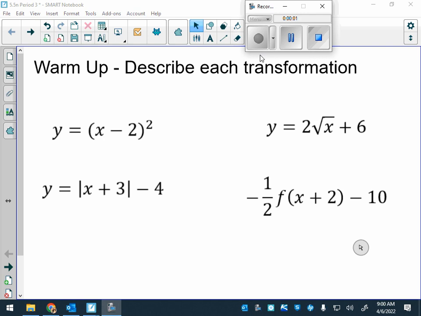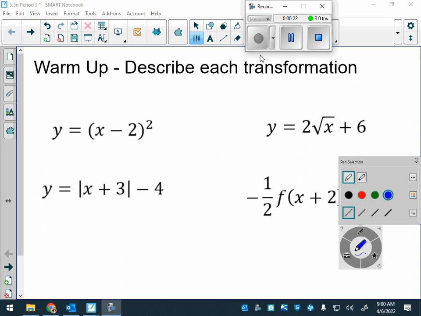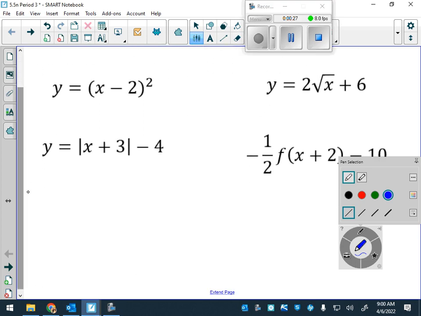As we go through these, I want you to recall what the parent functions are, as well as to describe the transformation. This is from September and October. In terms of transformations, they're coming back again, and we will see them at the end or last unit as well. So for number 1, x minus 2 squared, what is our parent function?